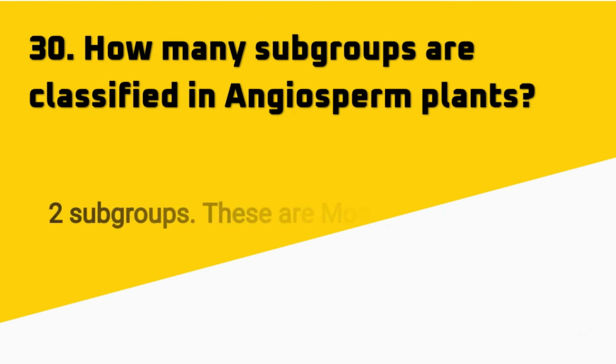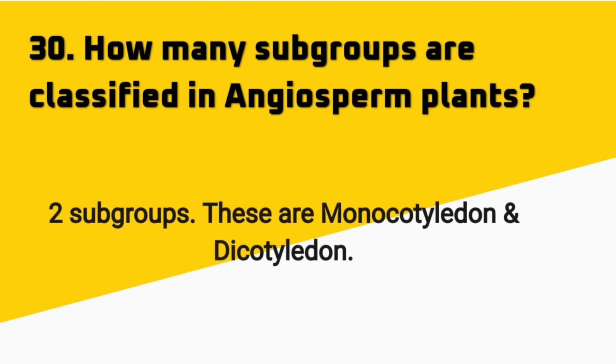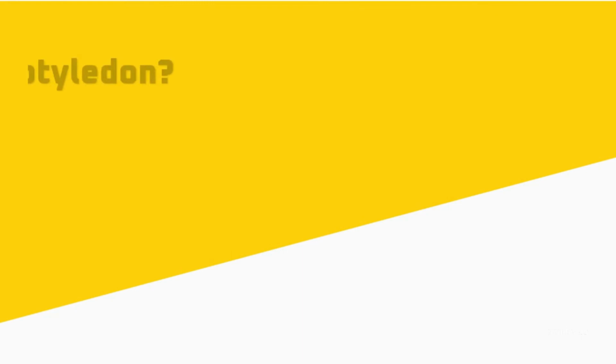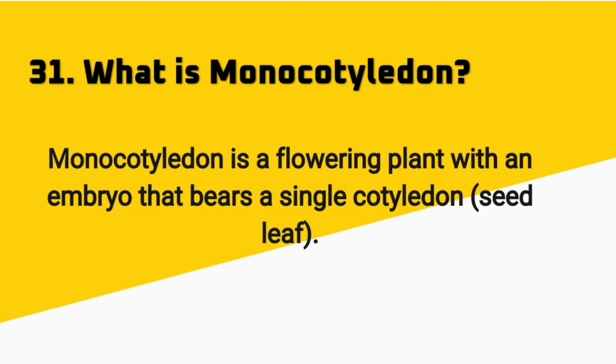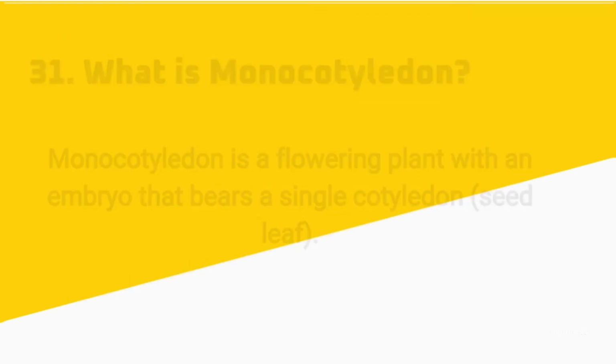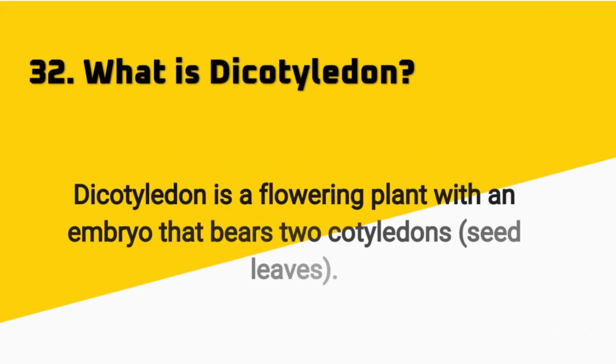How many subgroups are classified in Angiosperm plants? Two subgroups. These are Monocotyledon and Dicotyledon. What is Monocotyledon? The answer is Monocotyledon is a flowering plant with an embryo that bears a single cotyledon, that is seed leaf. What is Dicotyledon? The answer is Dicotyledon is a flowering plant with an embryo that bears two cotyledons.